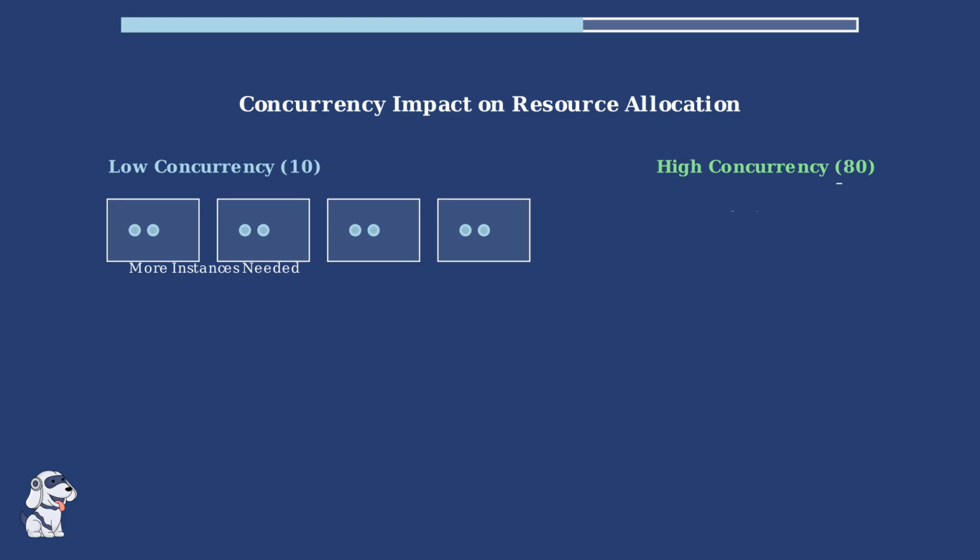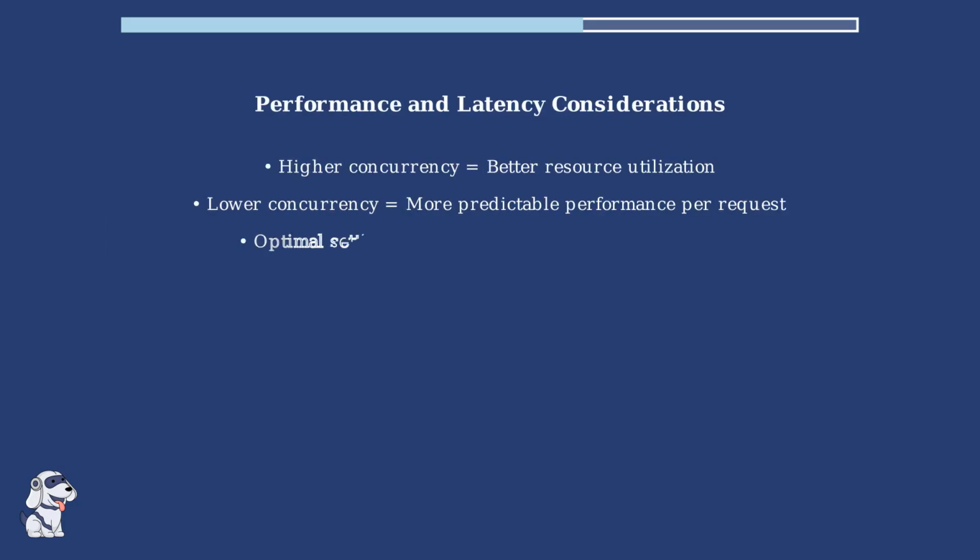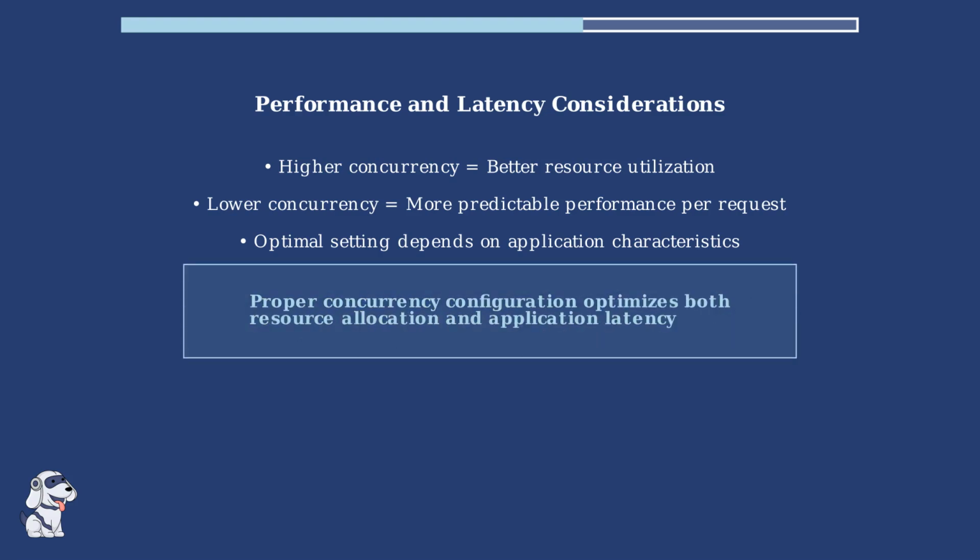Lower concurrency values require more container instances to handle the same traffic volume, while higher concurrency allows fewer instances to process more requests simultaneously. Understanding concurrency is essential for optimizing both resource allocation and minimizing latency. Higher concurrency improves resource utilization, but may impact per-request performance, while lower concurrency provides more predictable performance but requires additional instances for high-traffic scenarios.